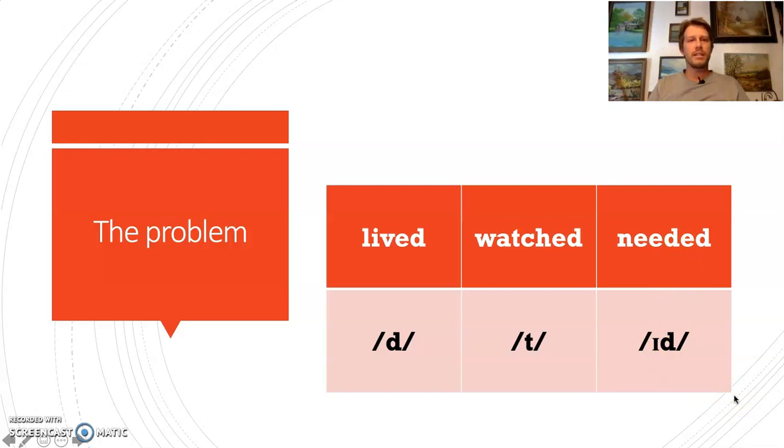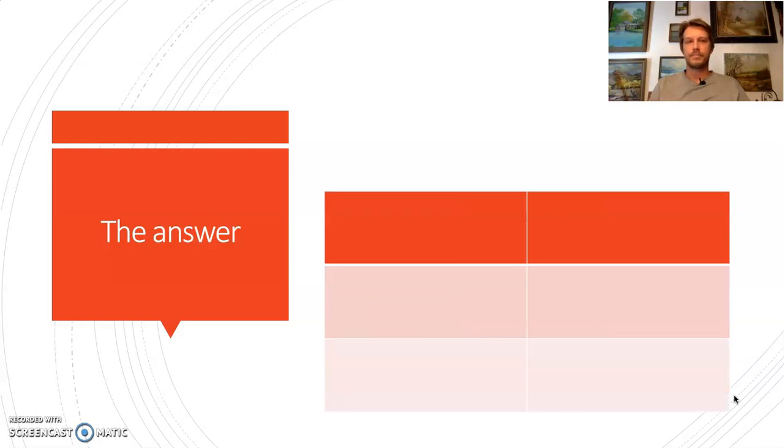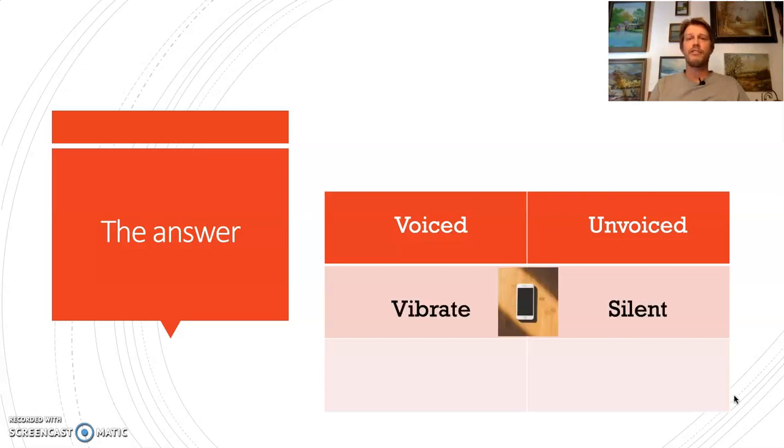This might be confusing, but there's actually some easy rules to help us know when to say d, when to say t, and when to say id. So here's the answer. To give you the answer, we need to think about voicing. These are kind of grammar words or linguistic words. The way I like to think about it is with a phone. Your phone can be on vibrate sometimes, and sometimes it's on silent. Well, really, the same thing happens with your voice.